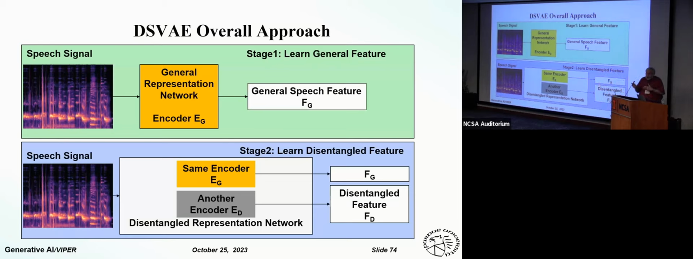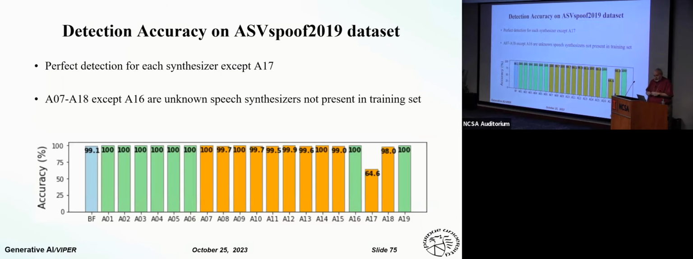We also can do generator attribution. We've also looked at both the open set and closed set scenario. Here's our results of accuracy. This is using something called the ASVspoof 2019 data set, which is one of the ones we use. We also use one of the sequestered DARPA data sets, and we got about the same performance as that.